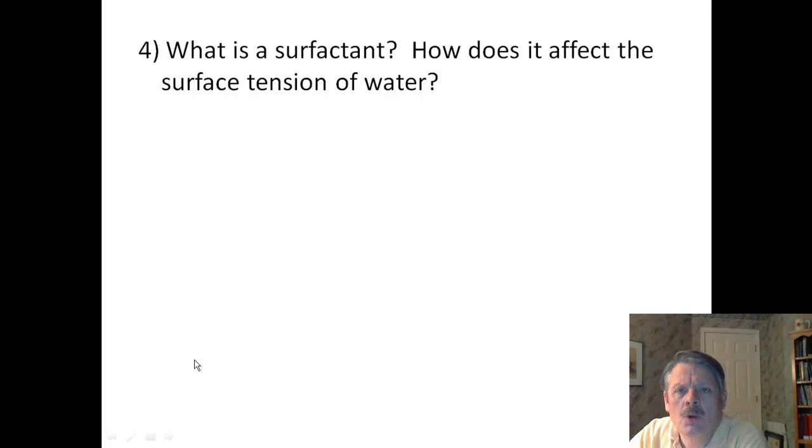Okay. What's a surfactant and how does it affect the surface tension of water? We talked about a surfactant in that it disrupts the hydrogen bonds. It disrupts those attractive forces that pull this molecule towards that molecule.